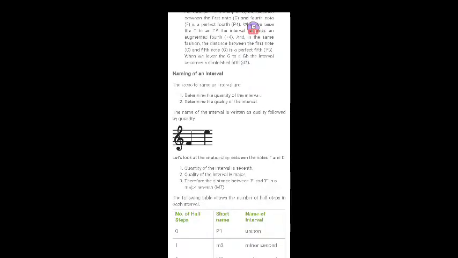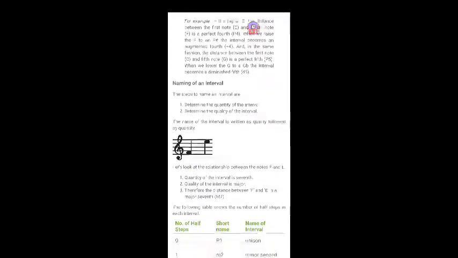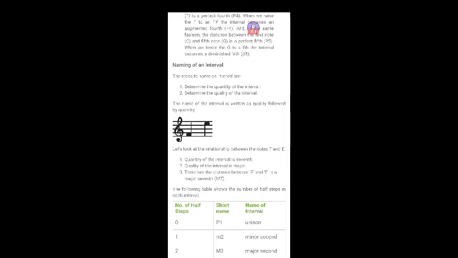Naming of an interval. The steps to name an interval are: 1. Determine the quantity of the interval. 2. Determine the quality of the interval. The name of the interval is written as quality followed by quantity.